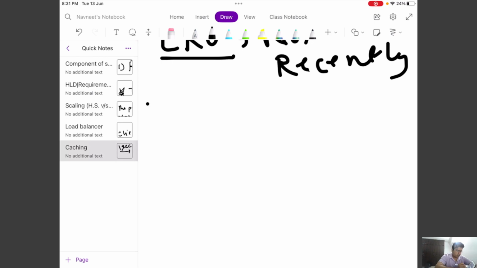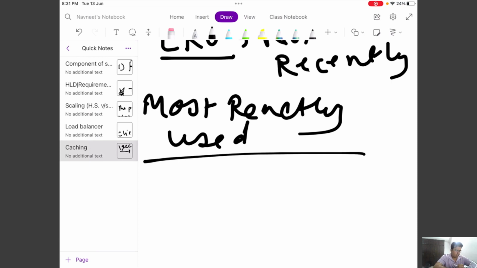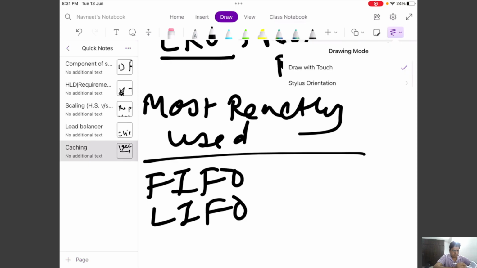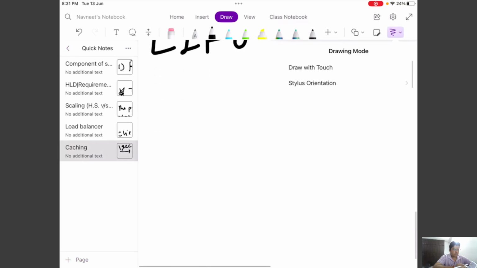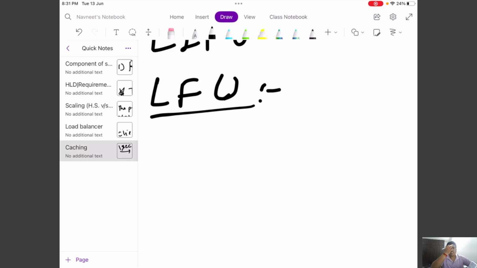Same way, most recently used. As we understand by its name, it means whatever you are using, that will be kept. It's upon the requirement. Then other is FIFO, first in first out. Then LIFO is also there, last in first out. Same way, LFU is there, least frequently used. It is almost the same as least recently used. The way they implement is a bit different, but not much.